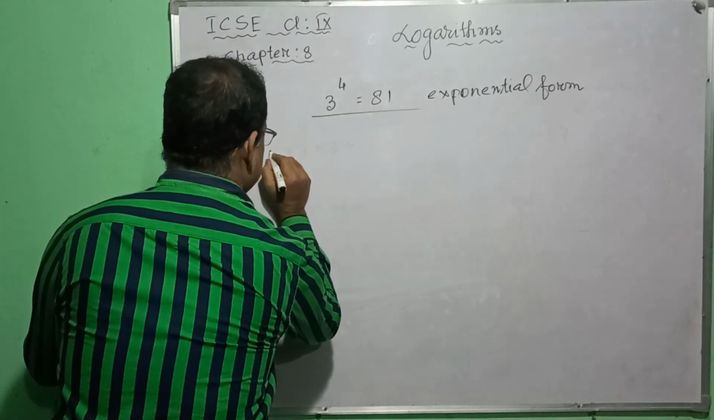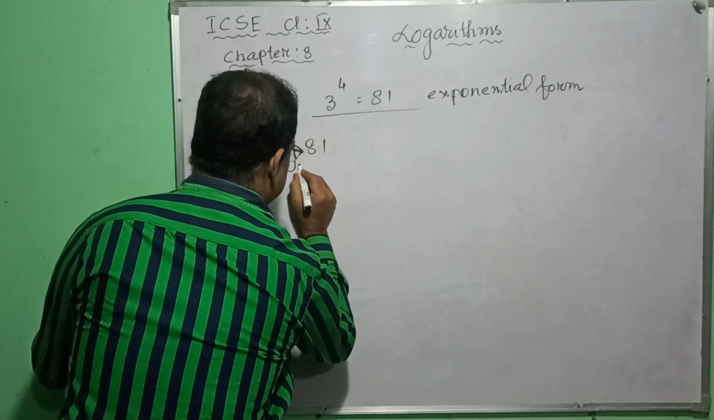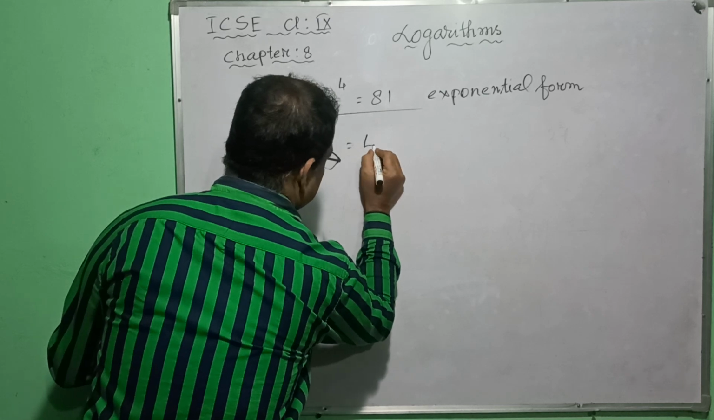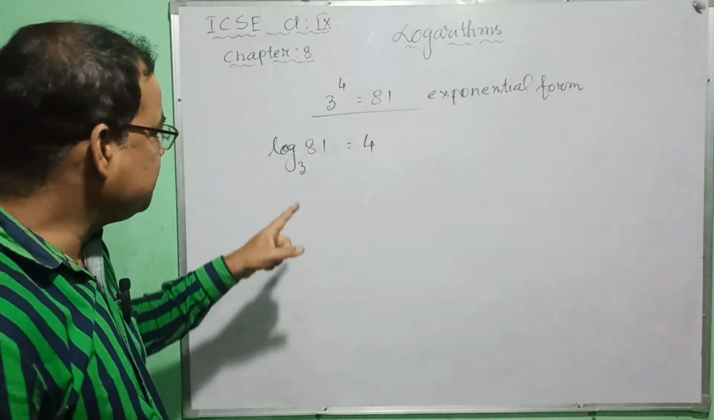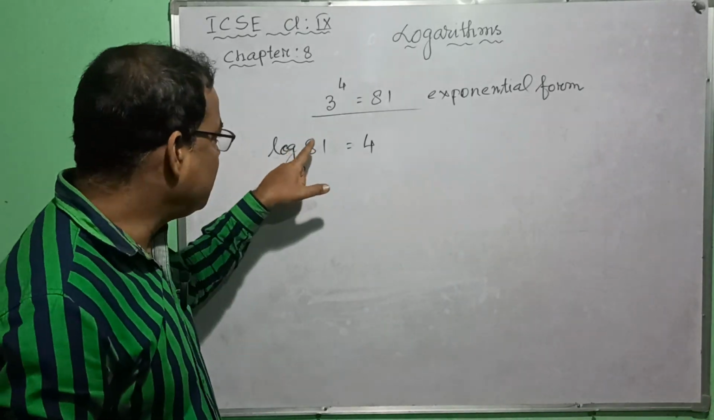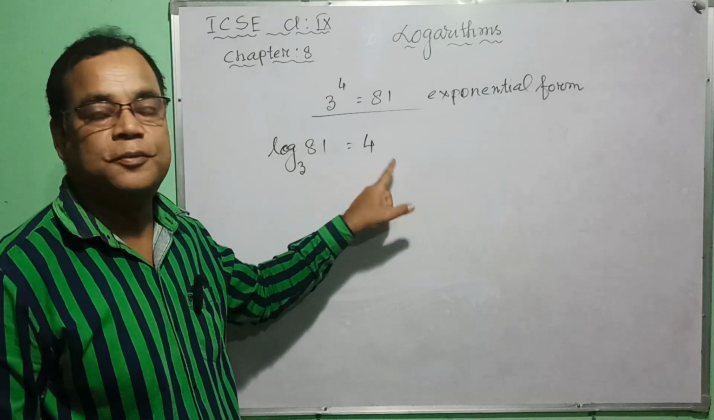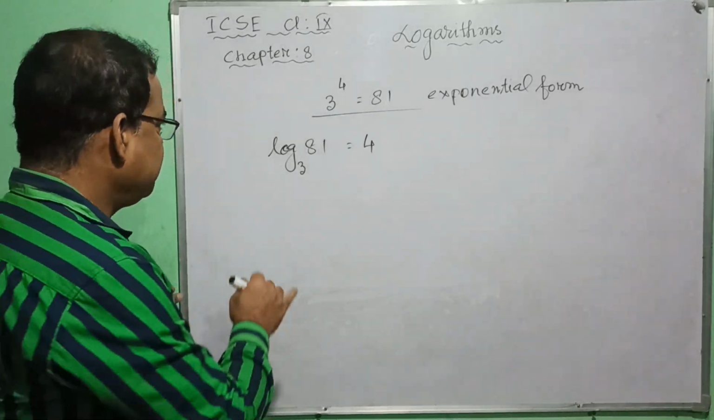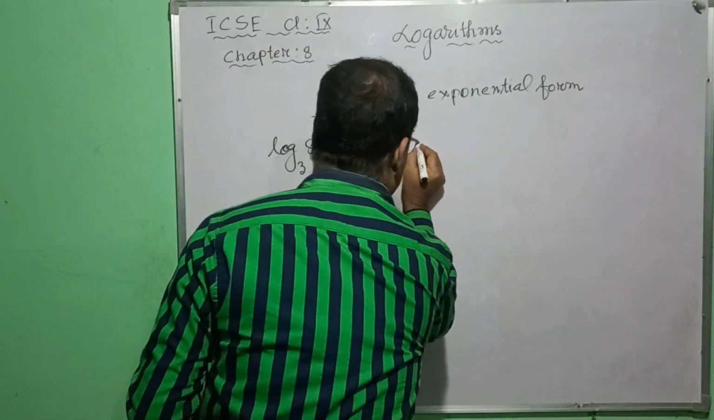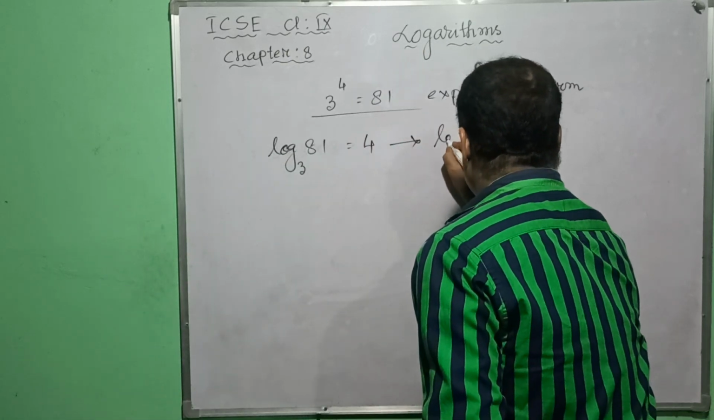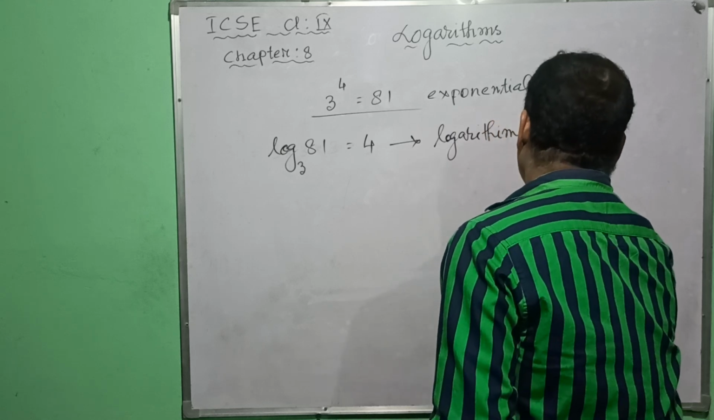Now we can write it in this way also. Log 81 base 3 equal to 4. How we can write it? This is called logarithmic form and we can read it in this way. Logarithm of 81 at base 3 equal to 4. So again I am reading logarithm of 81 at base 3 equal to 4. This is called logarithmic form.